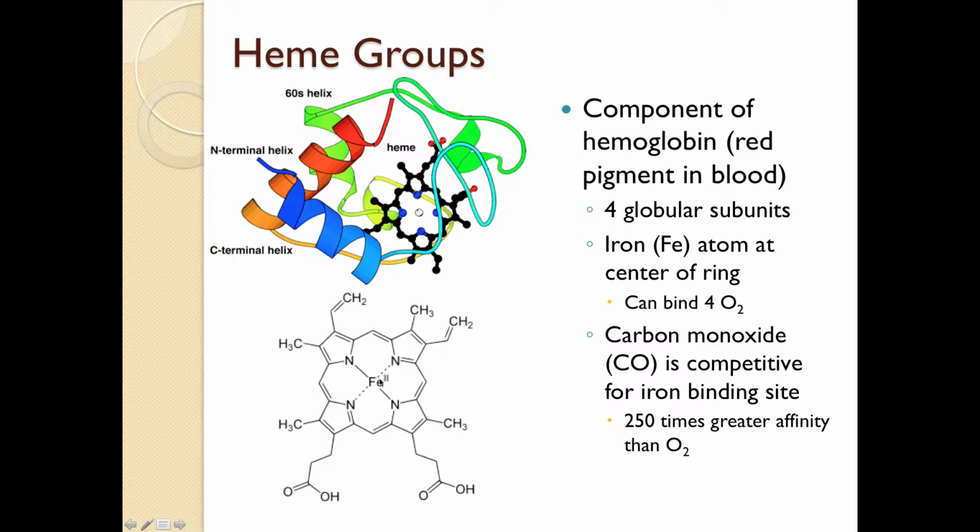Another really important thing about this iron ring is that if it had its choice, it wouldn't bind oxygen, it would bind carbon monoxide. The attraction or affinity for carbon monoxide to this iron ring is 250 times greater than it is for oxygen. So keep that in mind with regards to carbon monoxide poisoning.